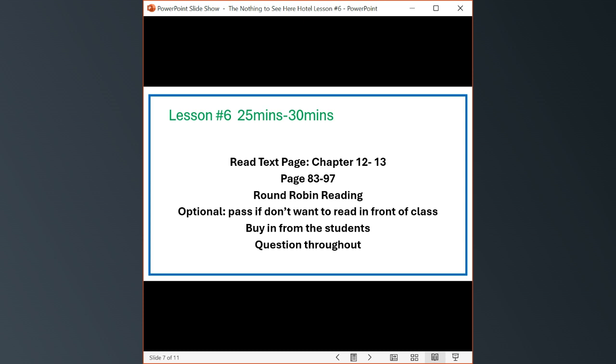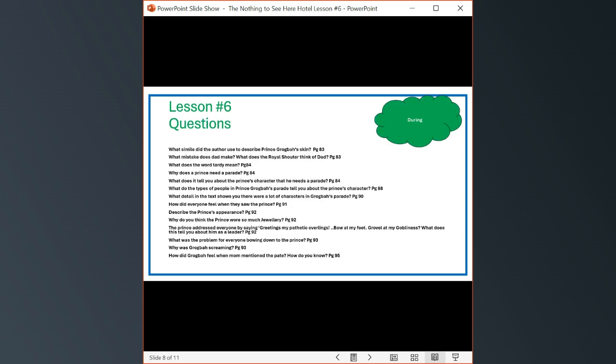And then of course we're going to be questioning throughout. So here are our questions for today, which we can pause intermittently as we're going through the text to again help the children focus and develop their understanding.